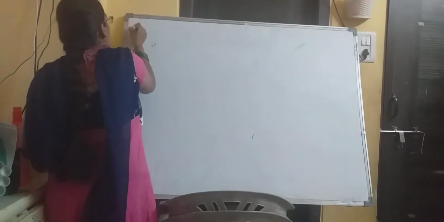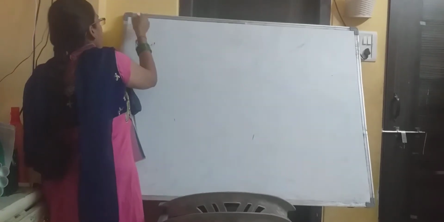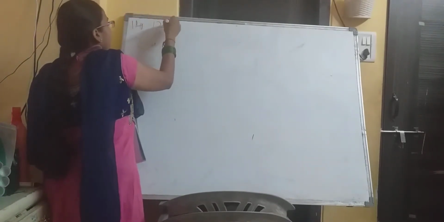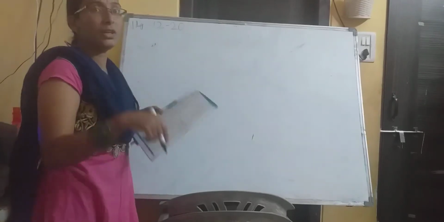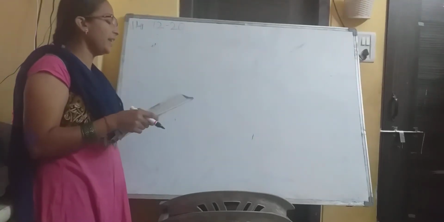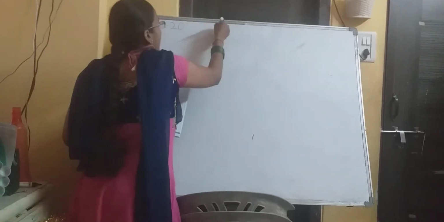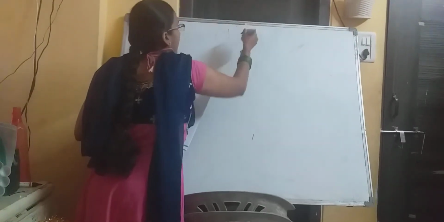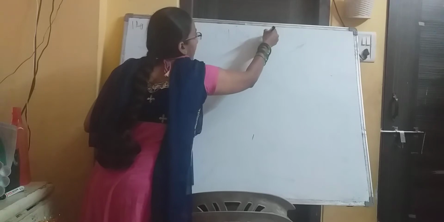What is the date today children? 14 dash 12 dash 20. Okay, what is the date today? 14 dash 12 dash 20. Come on, tick the correct answers in page number 87. Page number 87 children, tick the correct answers.